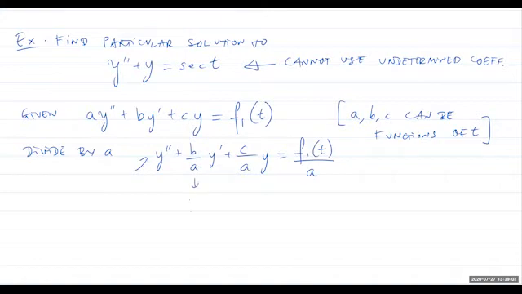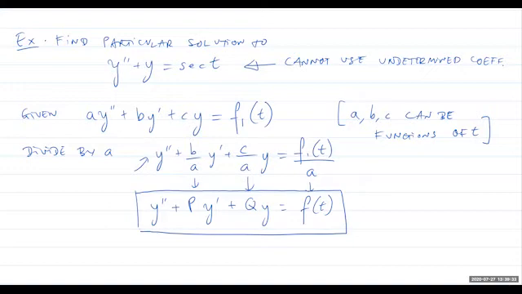Then I call this p. P can be a function of t. And I call this q. And on the right-hand side, I call this f. So the form of the equation is y double prime plus p y prime plus q y is equal to f of t. So let's number this equation 1.